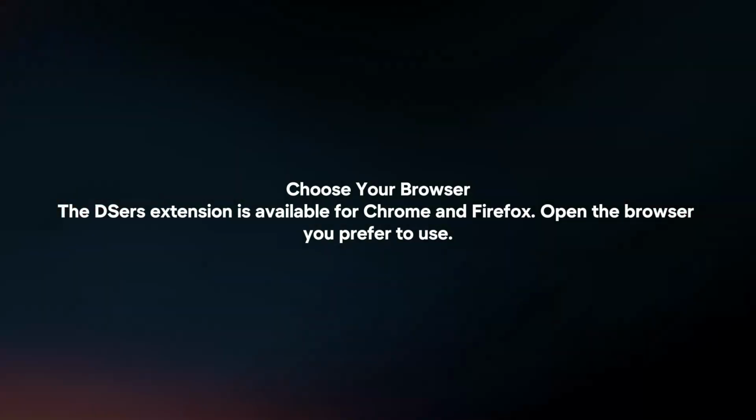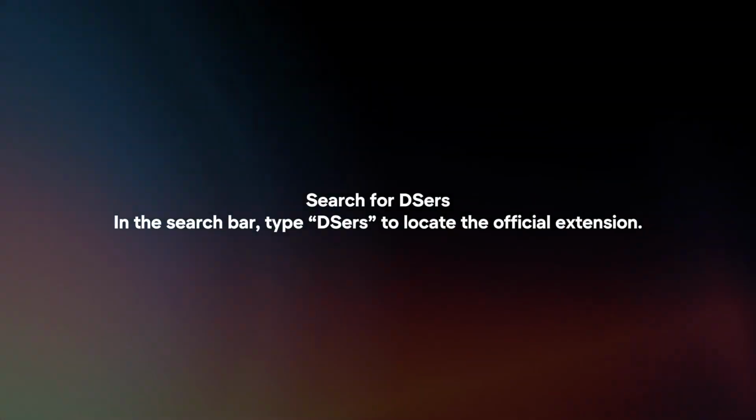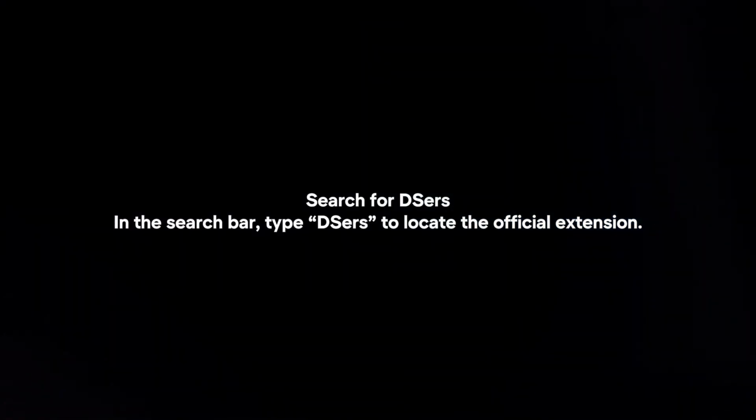Open the browser you prefer to use. Visit the extension store. For Chrome, go to the Chrome Web Store. For Firefox, visit the Firefox add-on site. Search for DSers. In the search bar, type DSers to locate the official extension.